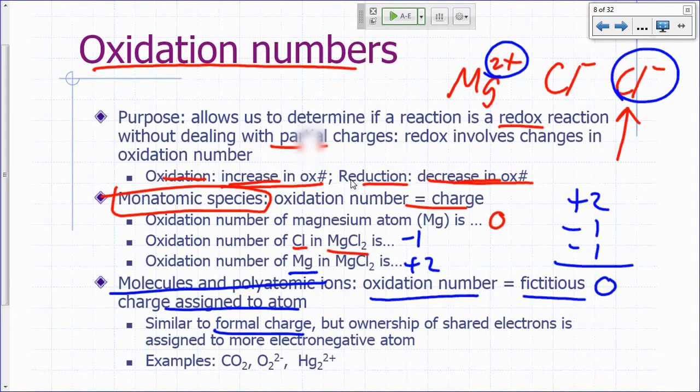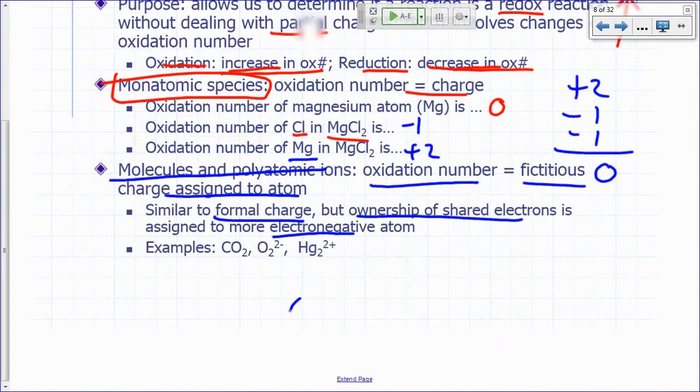Except that when determining formal charges, we assign equal ownership of the shared electrons to the atoms that are sharing them. But when you're determining oxidation numbers, you assign ownership of the shared electrons to the more electronegative atom. So let's illustrate that with carbon dioxide. If you were to draw carbon dioxide, the Lewis structure looks like this.